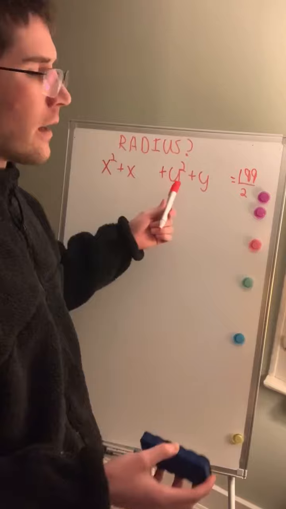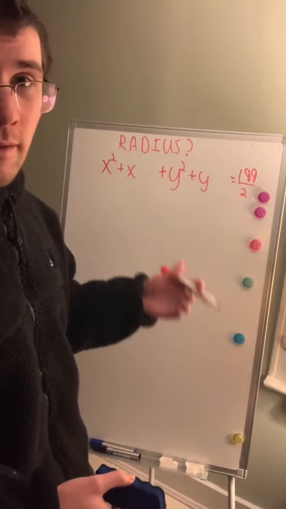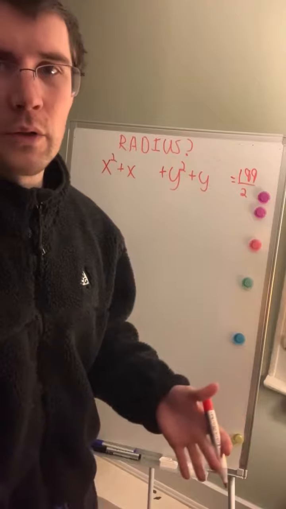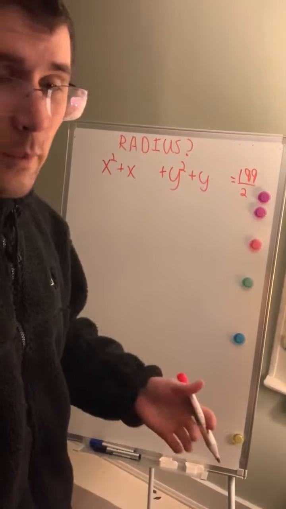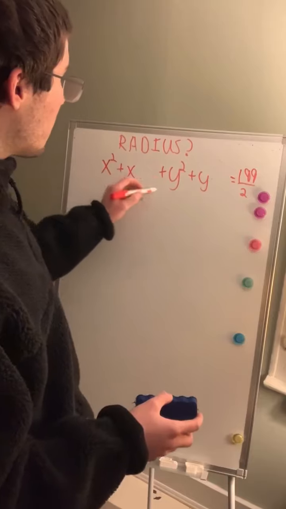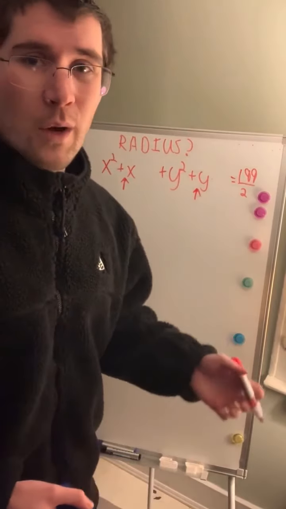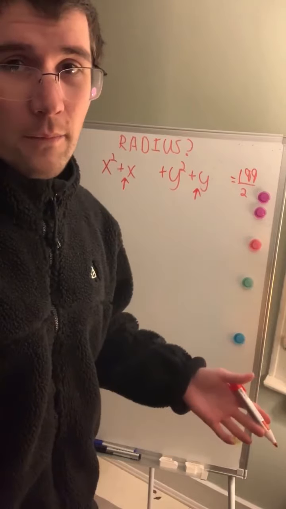Well, we can't do that yet, but maybe if we complete the square for our x and our y terms, we'll be able to do something. Now how can we complete the square? Well, it all comes down to the coefficients for our x and y terms. And luckily they're the same, they're 1.